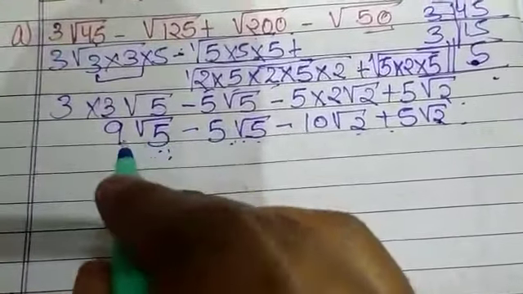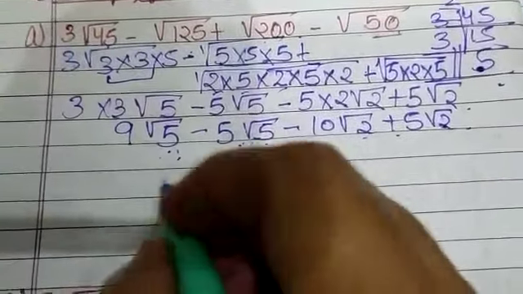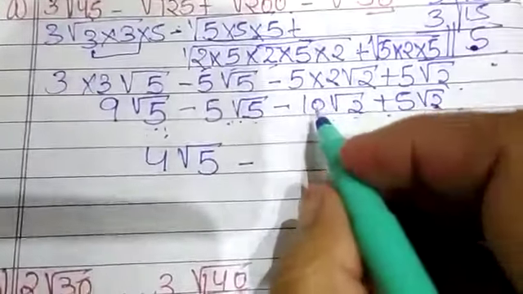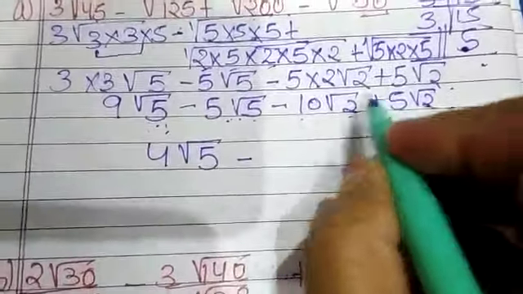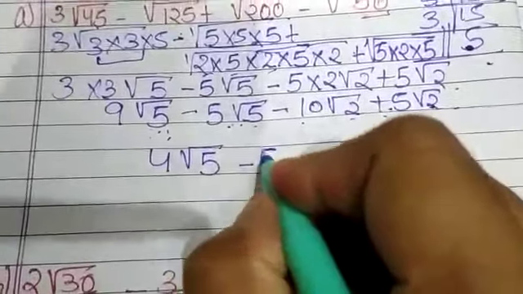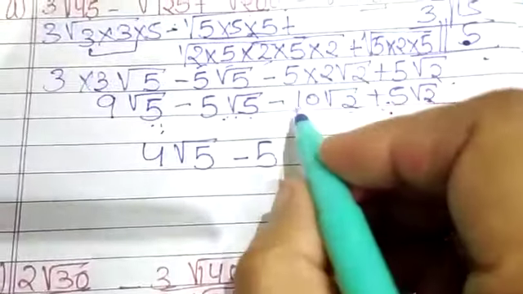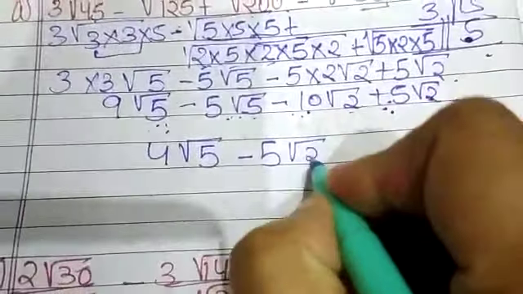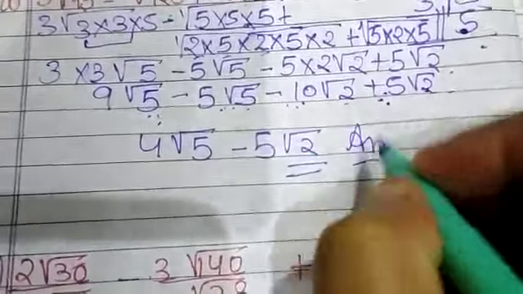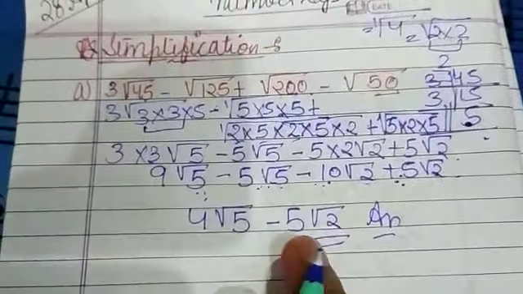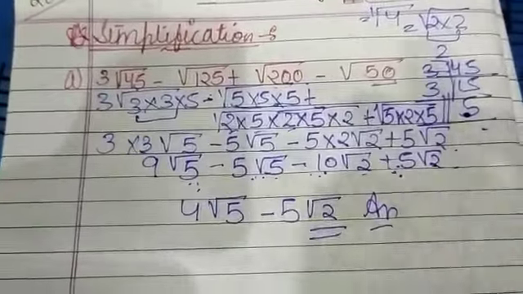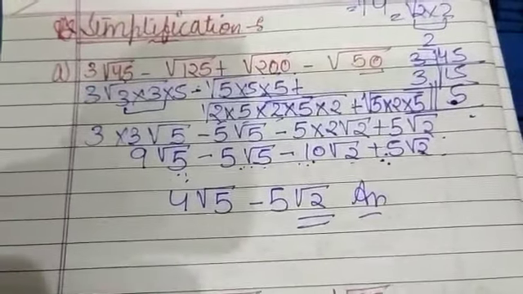So let's start from here. 9 under root 5 minus 5 under root 5 will be 4 under root 5. Correct? Minus 10 and plus 5: plus and minus give minus, so minus 5. Why minus 5? Because minus 10 is greater than plus 5. And this is under root 2. Now see, this cannot be simplified further. This is the simplest form. So this question is completed over here, as you have to give the answer in the simplified form. So here we completed our first question.